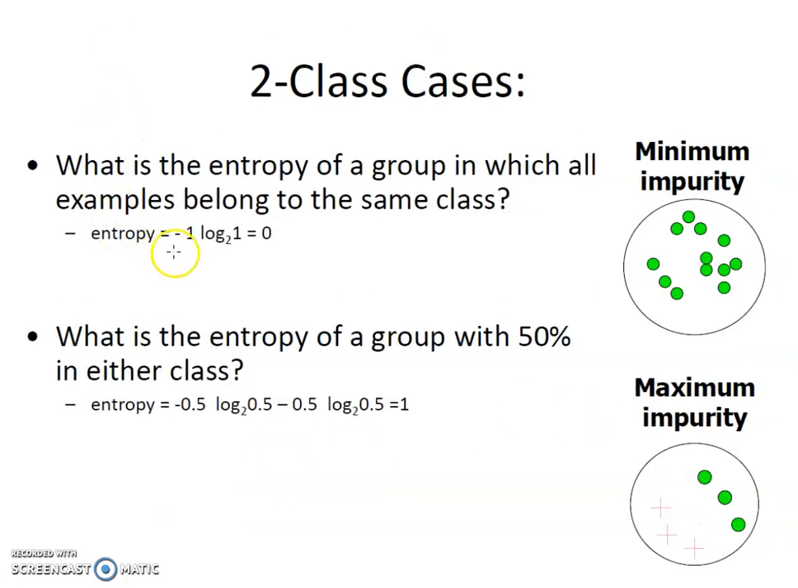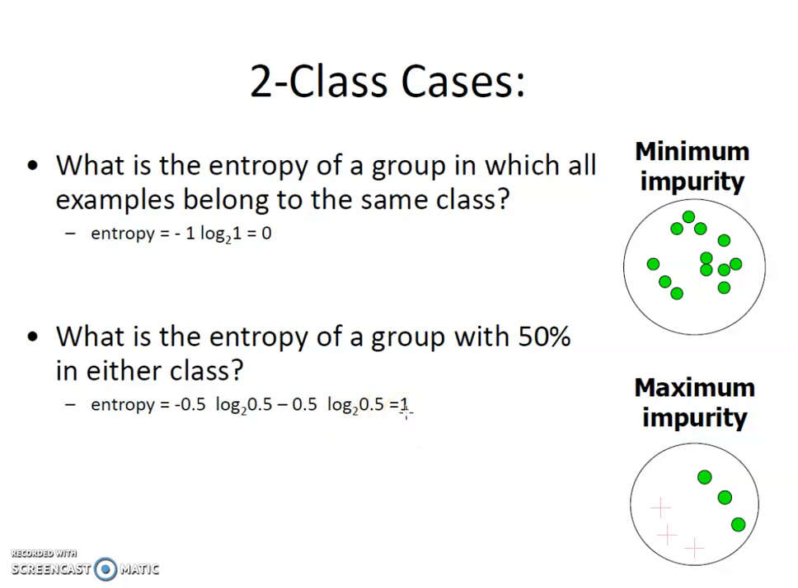So given the formula, we know it is minus pi log pi. Here there is only one instance, so it is minus 1 log 1, and we know that is 0. Here there are two instances, so there is p1 and p2. p1 has half and p2 has half. So it is minus pi log pi. So it is minus 0.5 log 0.5, minus for p2, again 0.5 log 0.5, which sums up to 1.